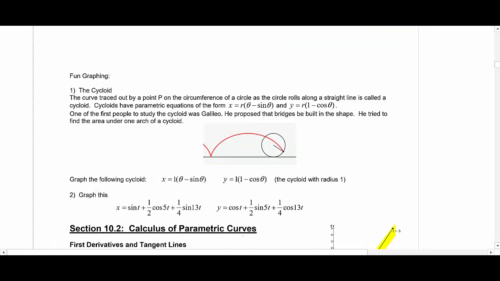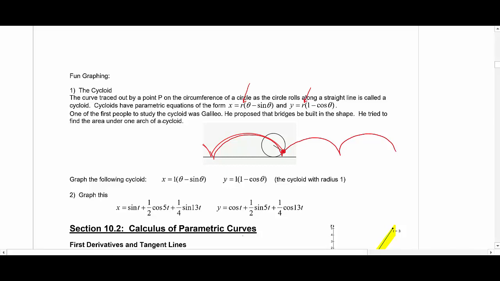Okay, and then one last thing for 10.1 parametrics. There's just some fun graphing, if you will. So there's a cycloid. The cycloid is as you trace out a point P on the circumference of a circle, so that point right there, as the circle rolls along this straight line. So as it rolls and rolls and rolls, this is what you're going to get. Okay, and it bounces and keeps going. Okay. So depending on what the radius of your circle is, these are the parametric equations that you will have.